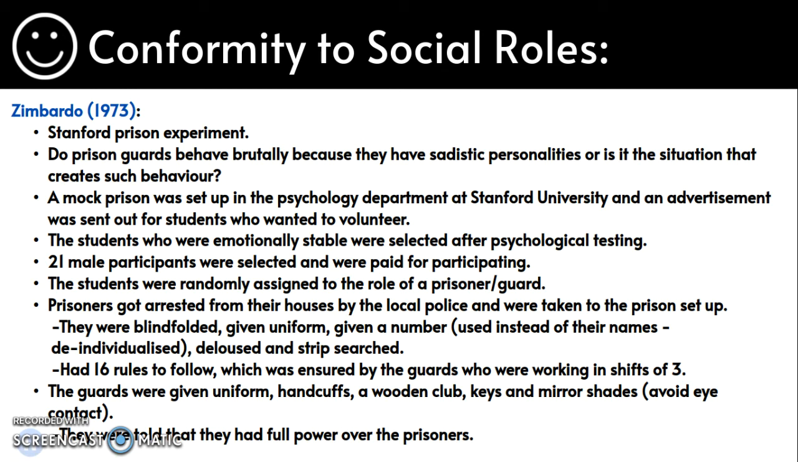The guards were given a uniform, handcuffs, a wooden club, keys and mirror shades. Mirror shades were given in order to avoid eye contact with the prisoners. The guards were told that they had full power over the prisoners.